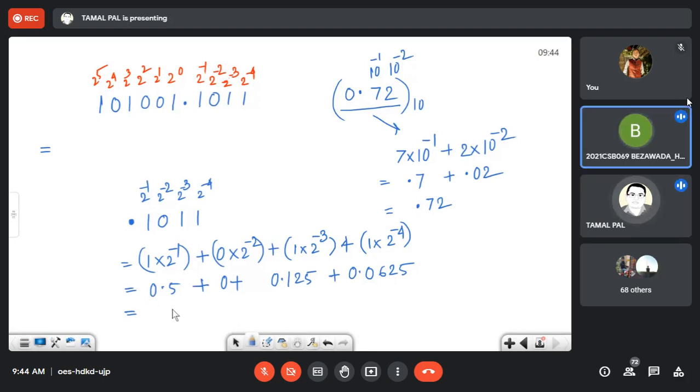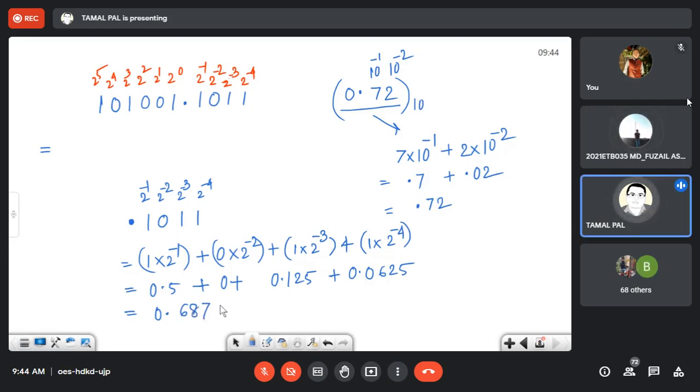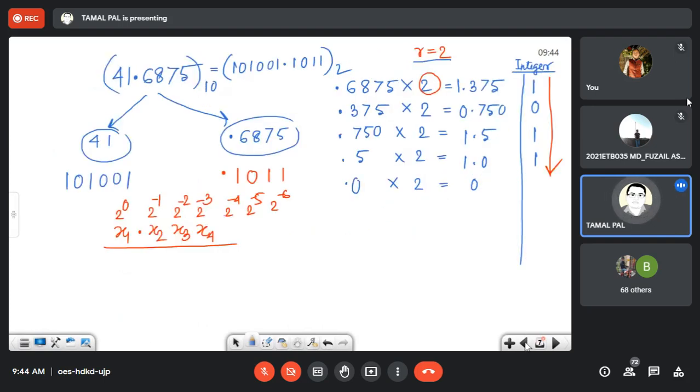Sum these up. 0.6875. So if I go back, this is the same as this 0.6875. So our rule is correct. That means we are able to convert it into binary and convert it back into decimal again.